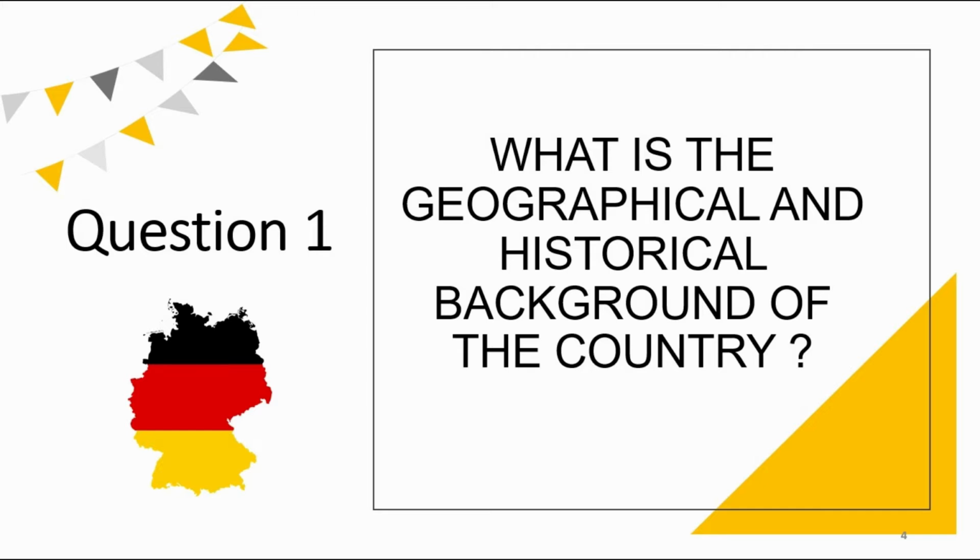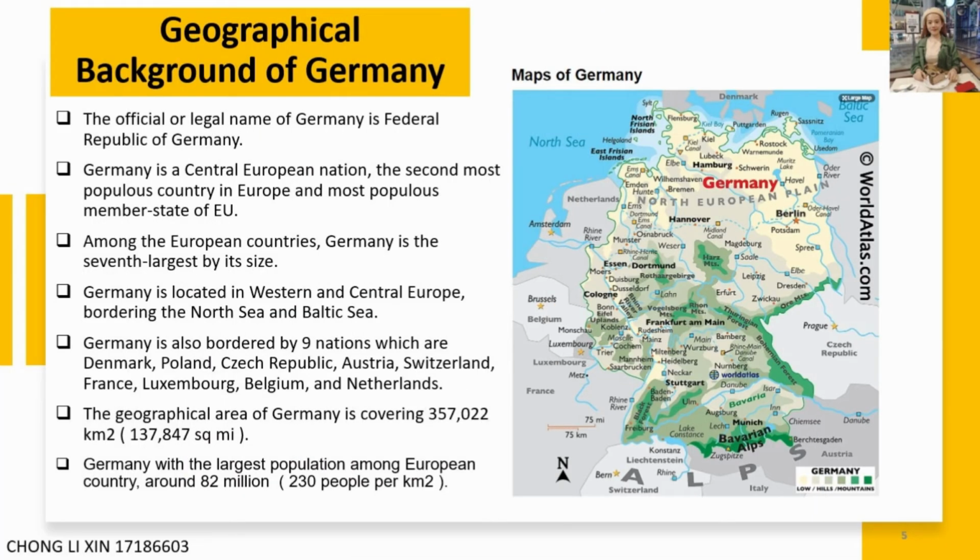I will start my part for question 1. What is the geographical and historical background of the country, Germany? Geographical background of Germany. Officially, the legal name of Germany is Federal Republic of Germany. By looking at the map, we know that Germany is a Central European nation. In fact, Germany is also the second most populous country in Europe and the most populous member state of the EU. In comparison of size among the European countries, Germany is the 7th largest by its size.